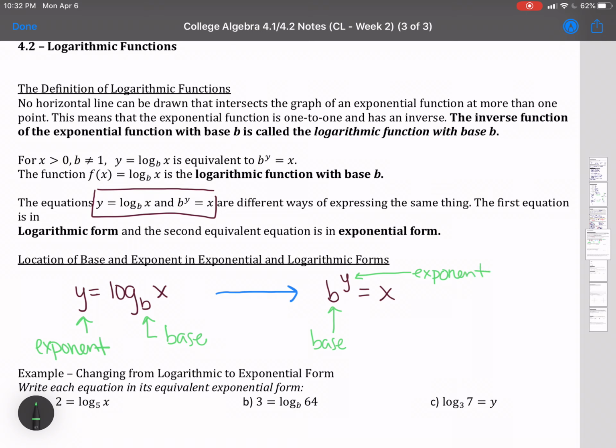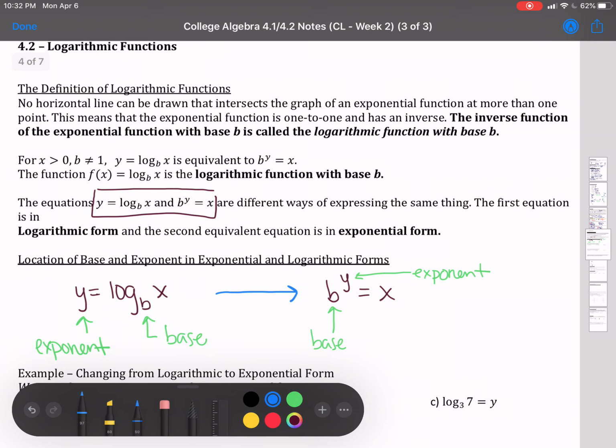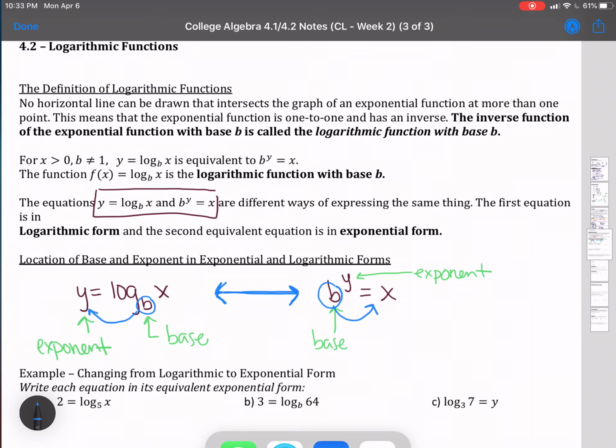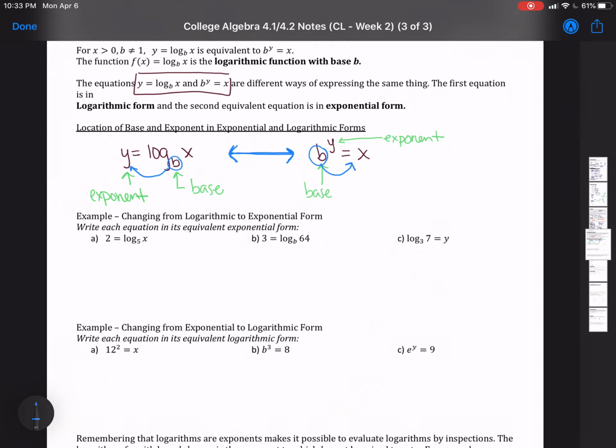The easiest way to remember this, and this is the way I was taught it, is loop and swoop. You loop the base and you swoop it to the other side, and that pushes the y value up into the exponent. If you have to go backwards, you loop the base and push it to the other side. Either way, using that idea of loop and swoop will let you go back and forth between these two forms. Now let's look at some examples of rewriting these into the different forms.